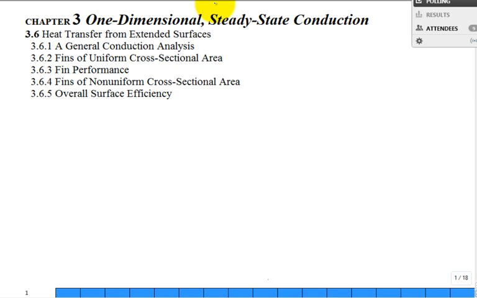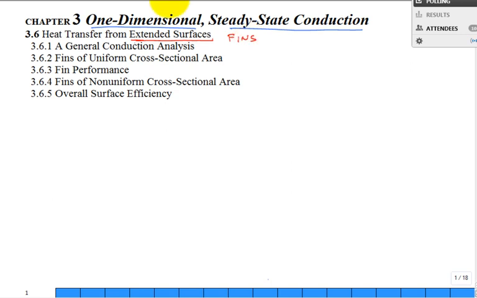All right, so this is our third lecture in Chapter 3, which is one-dimensional steady-state conduction. And this time we moved into this section on extended surfaces. Basically, it's an analysis of fins: how to promote heat transfer by attaching to a base additional material, a fin.